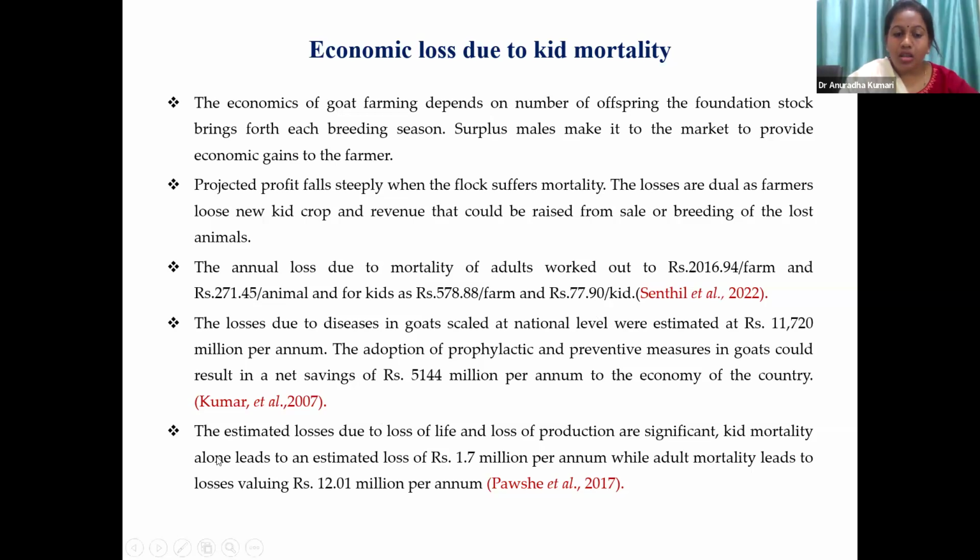Kid mortality alone causes an estimated loss of 1.7 million per annum, while adult mortality contributes 12.01 million per annum as per the Indian records.